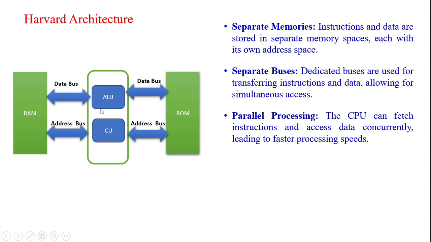Since we're using two different memories and two different buses, we can simultaneously access data, and simultaneously we can access instructions as well. Instructions are nothing but code. And parallel execution: the Harvard architecture is an example of parallel execution, but the Von Neumann architecture is an example of sequential execution. So this is the Von Neumann and Harvard architecture. By seeing the diagram, you can differentiate both the Harvard and Von Neumann concepts.